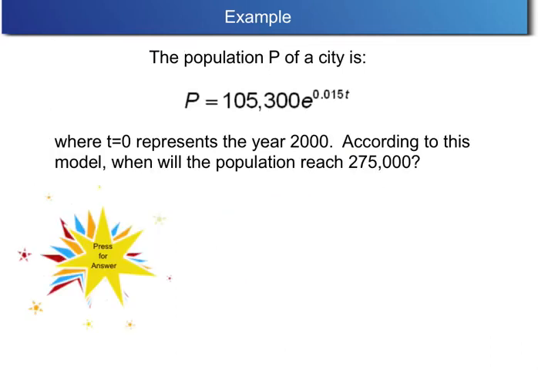Next, here is the population P of a city. It's 105,300 times e to the 0.015T, where T equals 0 represents the year 2000. According to this model, when will the population reach 275,000? Press pause. Try to do this problem. When you're ready, press play and check your answer.